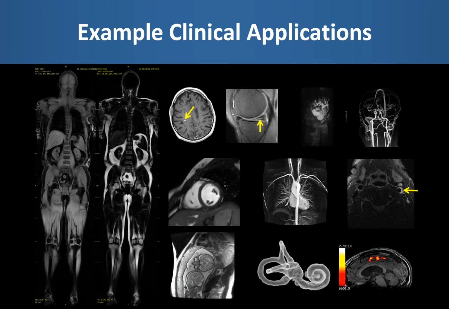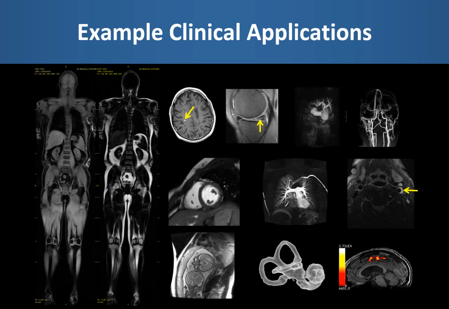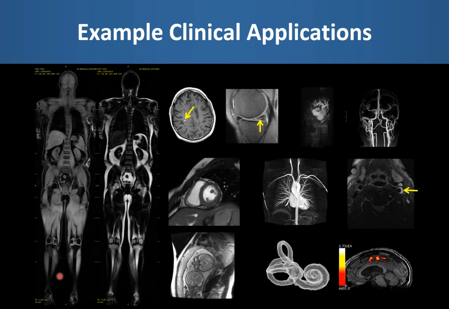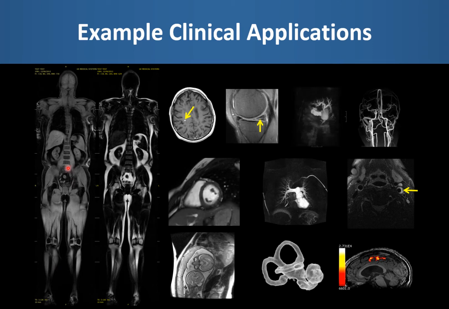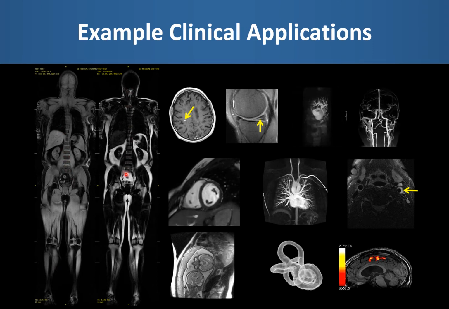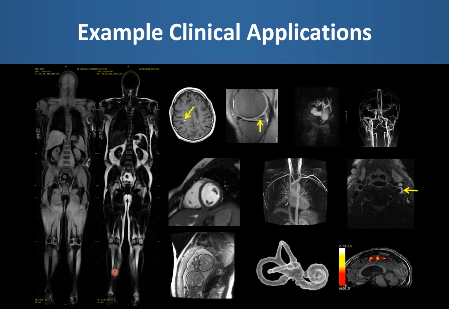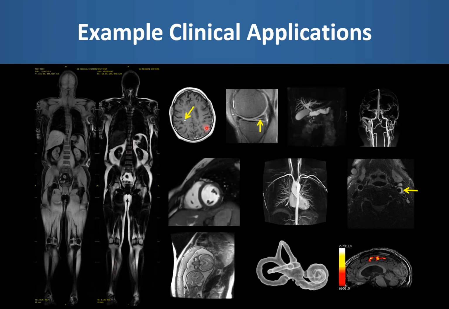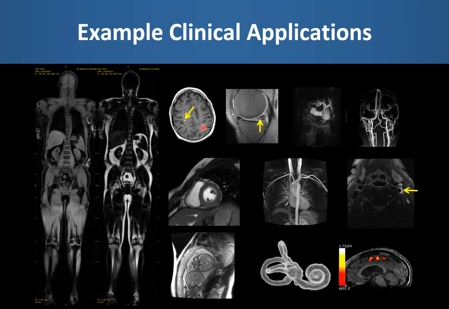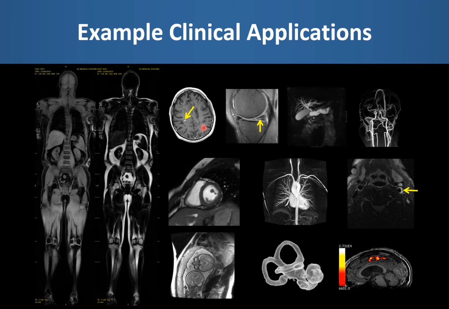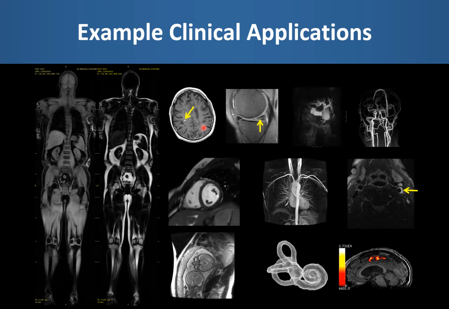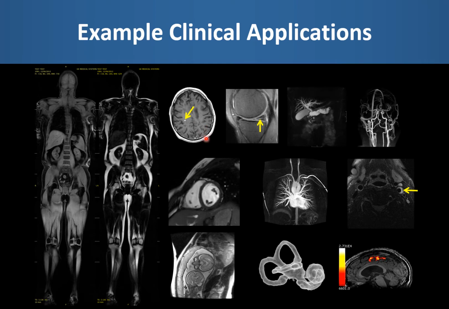Here are some example MRI clinical applications. Here we have a whole body MRI scan representing the distribution of the protons in water, and on this side the distribution of the protons in fat. This is a section through the brain, and the arrow is pointing towards an active multiple sclerosis plaque, which appears very bright due to the administration of an MRI contrast agent.